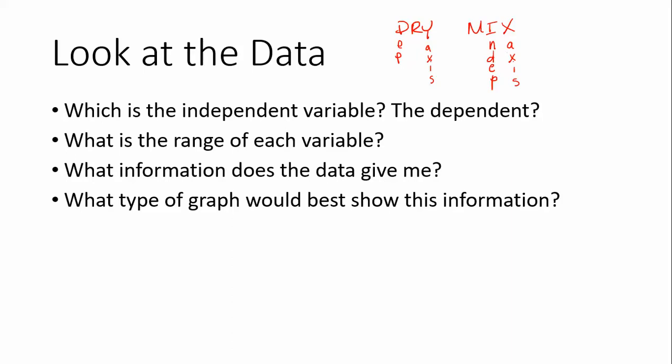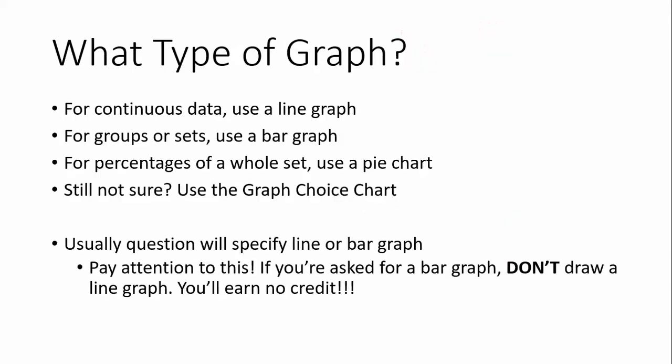And then you need to know what information the data is giving you, because it's not so much on the AP test, but when you're in college, there are times when, depending on the set of data you're given, you may have to choose a different way of graphing. But we're not going to talk about that now. And then you need to ask yourself what type of graph would best show this information. Line graph, bar graph, histogram plot, there's all sorts of graphs. Mostly, you're going to be asked for a line graph or a bar graph.